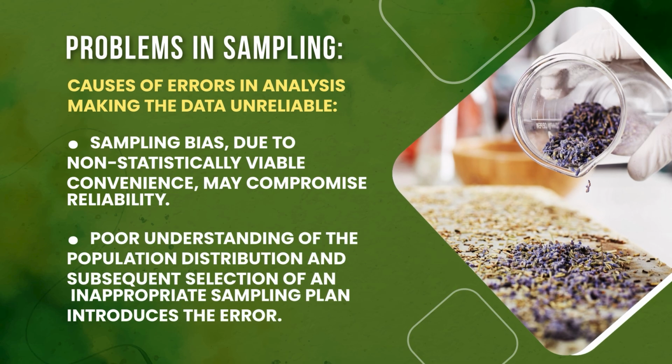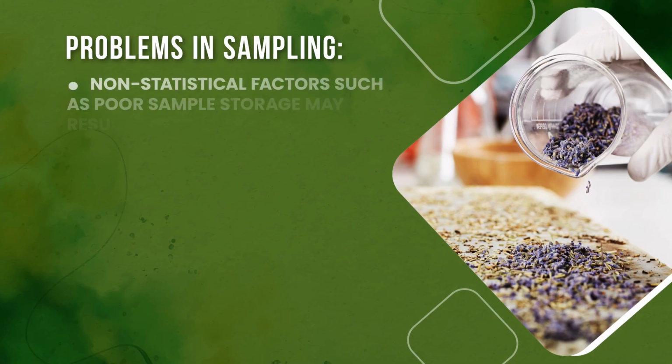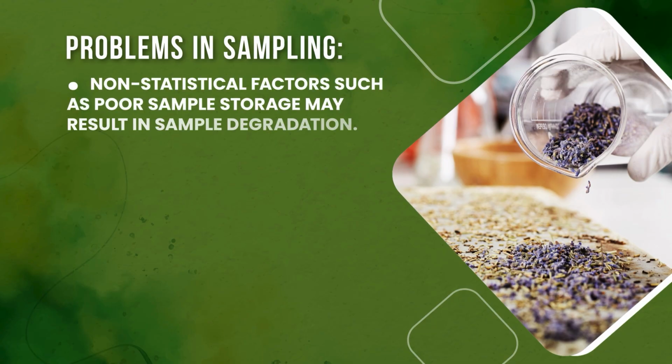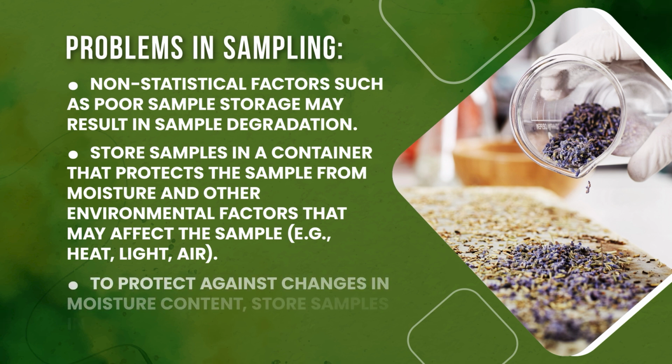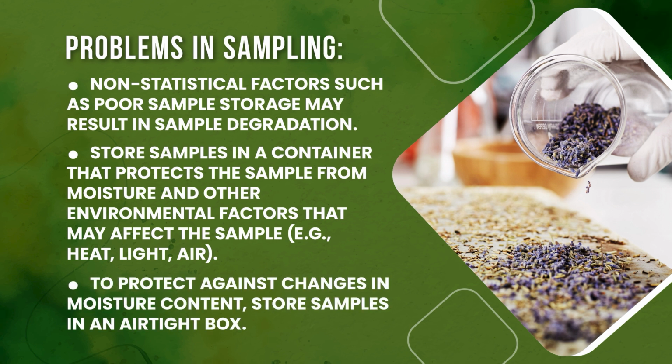Poor understanding of the population distribution. Without understanding the population distribution, one should not carry out the sampling. Subsequent selection of an inappropriate sampling plan introduces a big error. We have seen it: the sampling plan accounts for almost 50 to 60% of the error in analysis results due to wrong sampling. Non-statistical factors such as poor sample storage may also result in sample degradation. Store samples in a container that protects them from heat, light, air, and changes in moisture content. So store samples in an airtight box. These are the precautions we have to take.